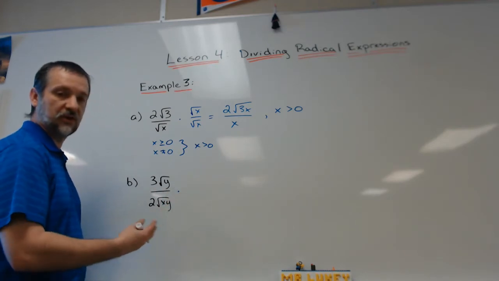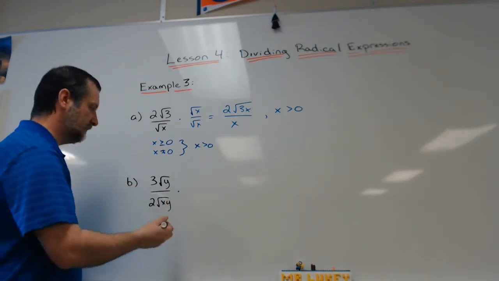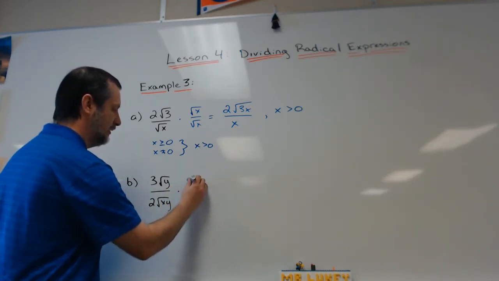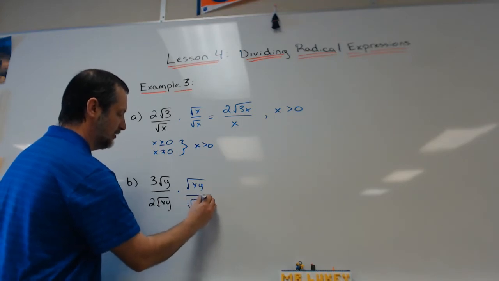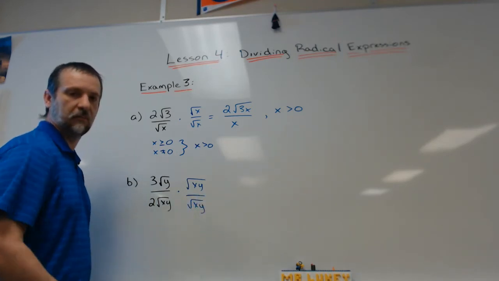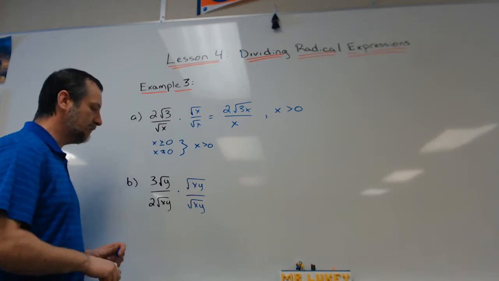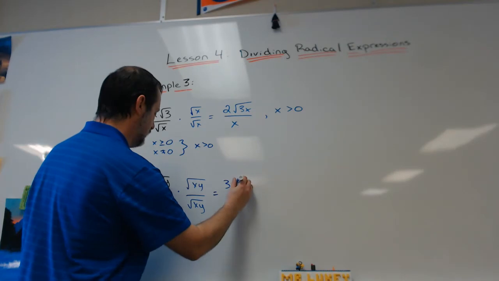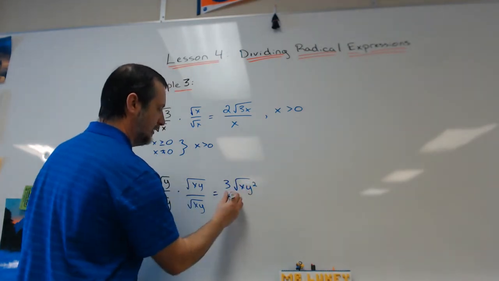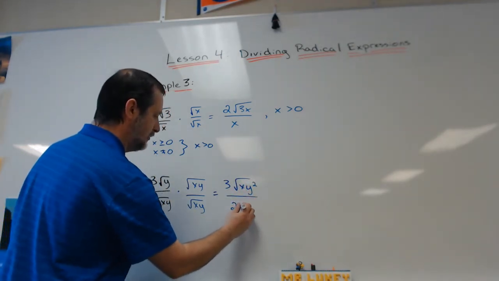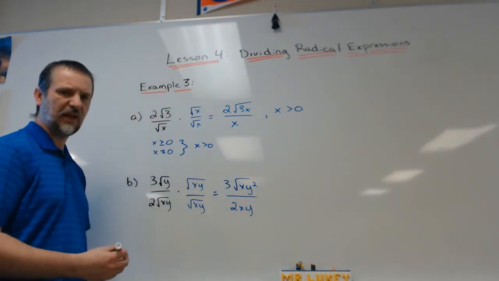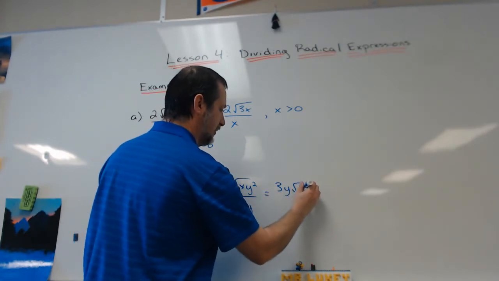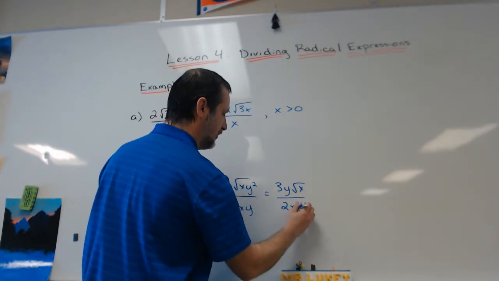normally I like to find my restrictions first, but this time I will in fact rationalize the denominator. Again, the x, y are the ones that are irrational, so I will get rid of the irrationality by multiplying by the square root of xy again. This gives me 3 root x y squared over 2xy. I can simplify the radical. I have a y squared in there, so that becomes 3y root x over 2xy.